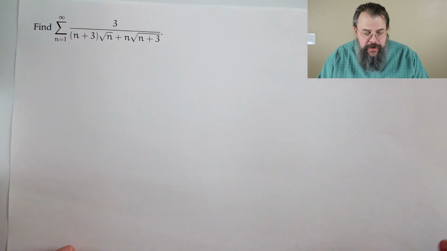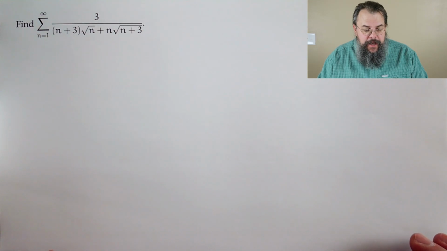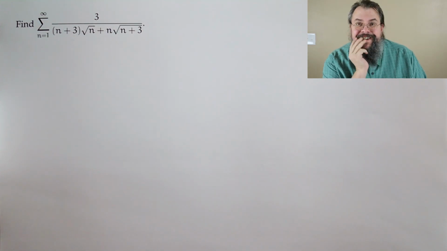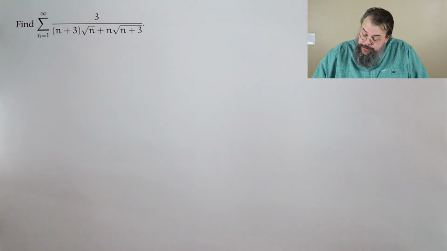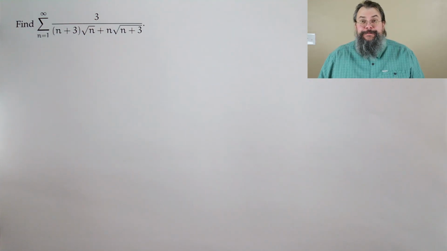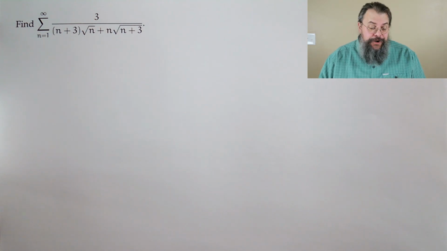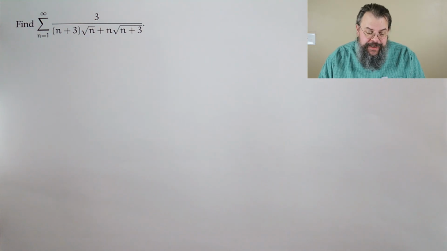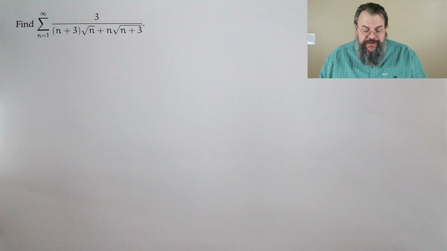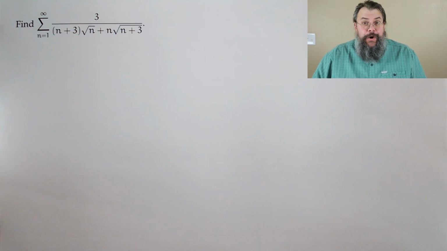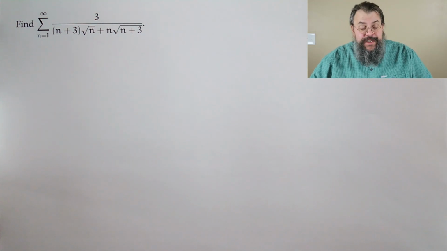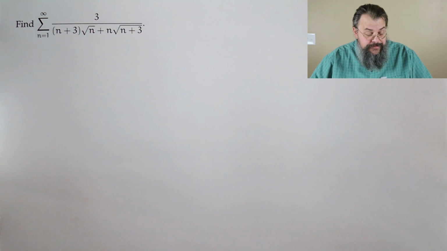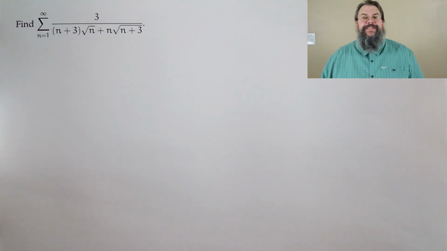Okay. So, our next problem. Oh my gosh, wow. All right, well, find the sum from 1 to infinity of 3 over n plus 3 times square root of n plus n times square root of n plus 3. Oh my gosh, okay. Well, okay, we know for sure it's not geometric, so that's good. Good news for us. But how are we going to approach this?